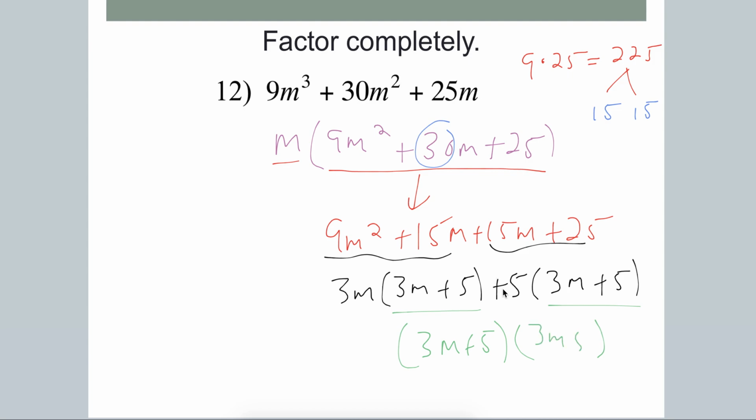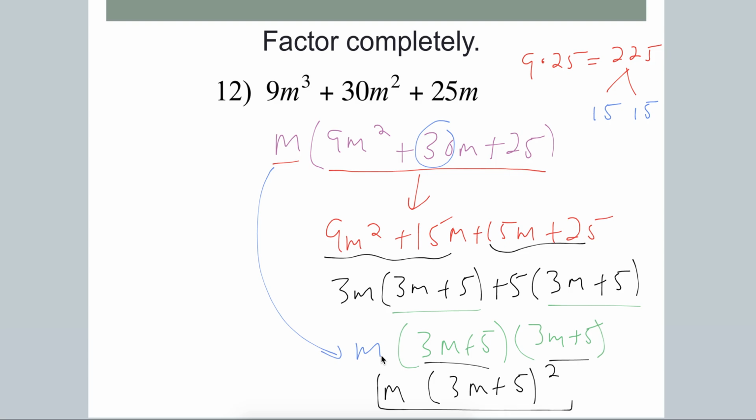Oops. And then don't forget, m had to come along from the beginning, right? We were just focusing on factoring this for now, but the m still has to stay out in front. And then our last step, if you notice, it's 3m plus 5 times itself, so we can write that as 3m plus 5 squared. That's your final answer. m times 3m plus 5 in parentheses squared.